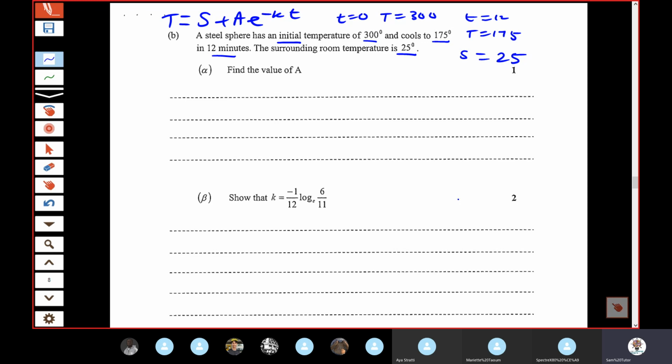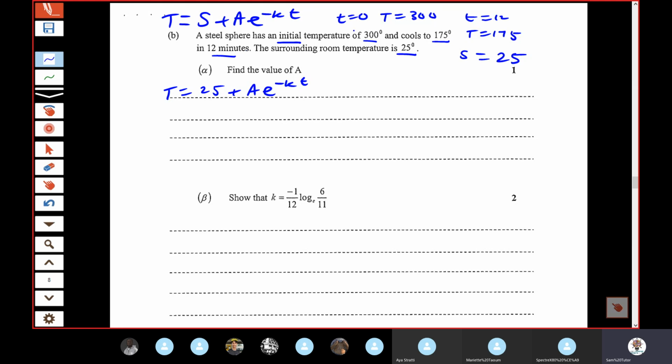All right. Were you guys able to get it out? Got it out? Let's see. So T equals S plus A e to the negative kt. That's given, right? Straight away, you can substitute at least that in.